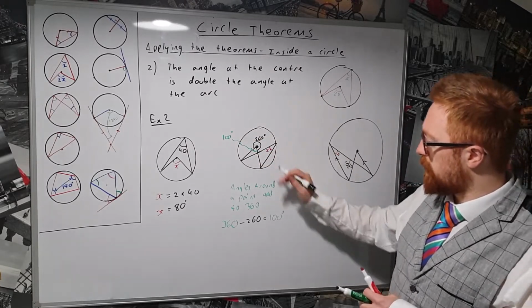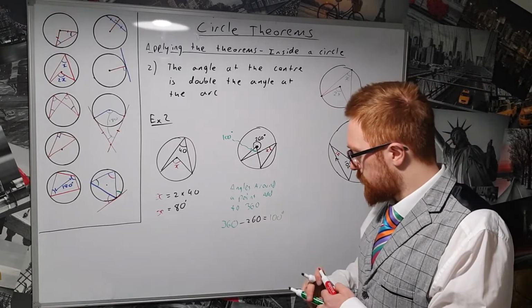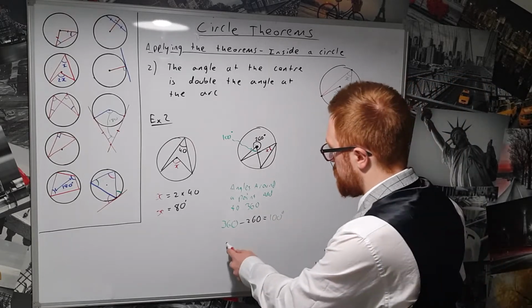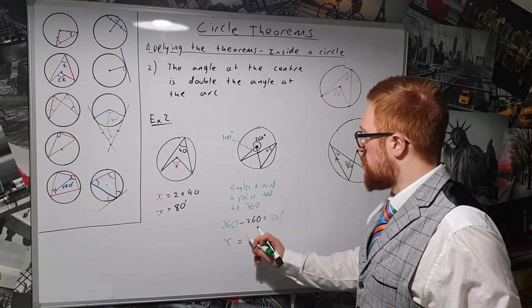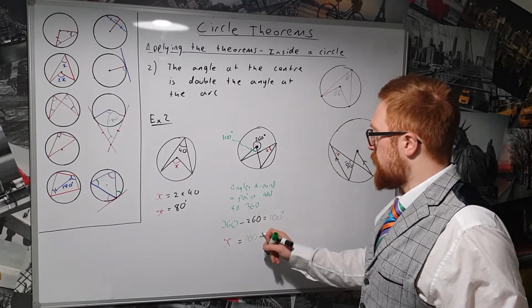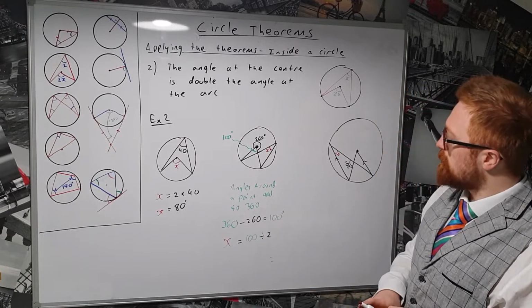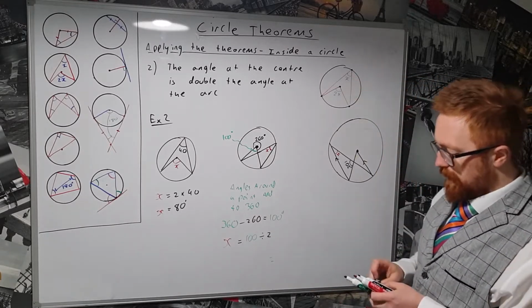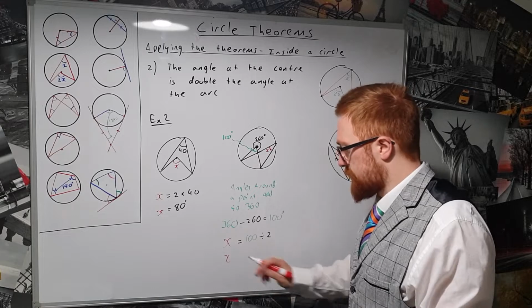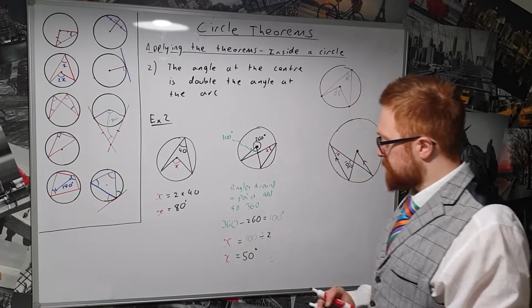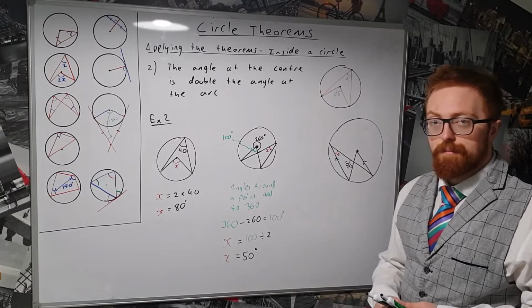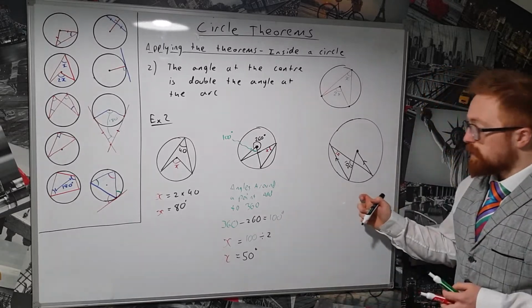So to work out the final answer, we need to do x is equal to 100. This time we're dividing by 2 because the one at the edge is half as big. So we get x is equal to 50 degrees in this case. There we go. So on to our last one now.